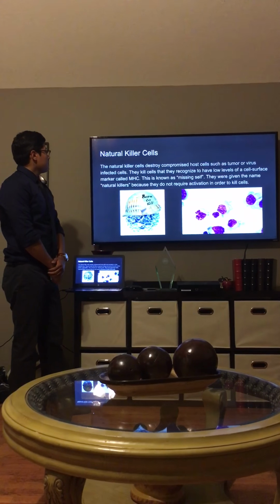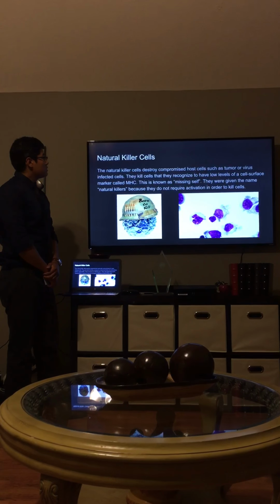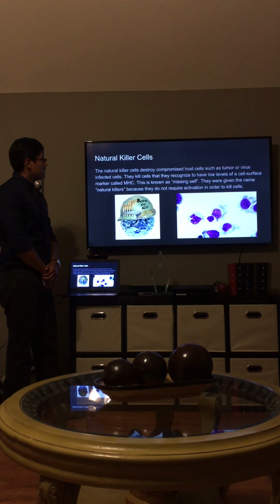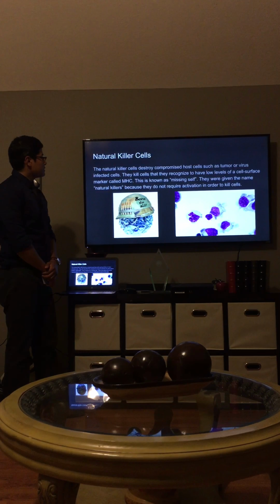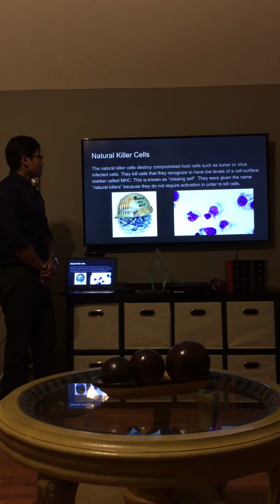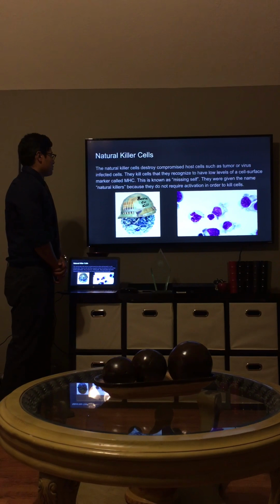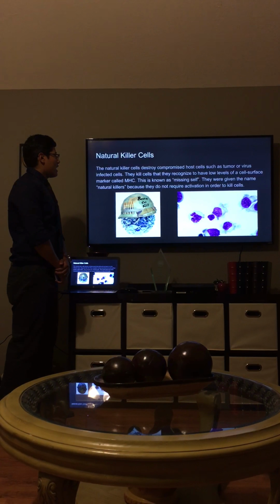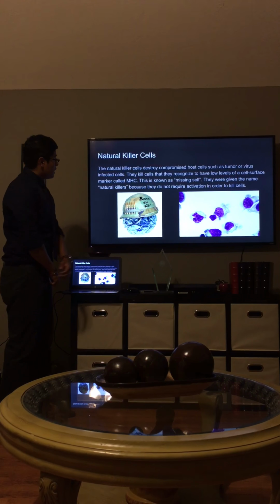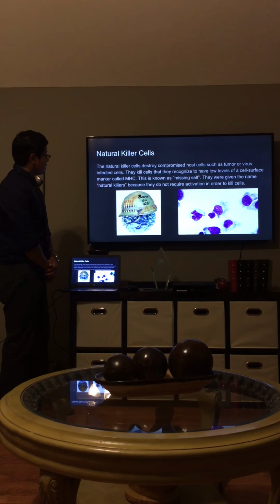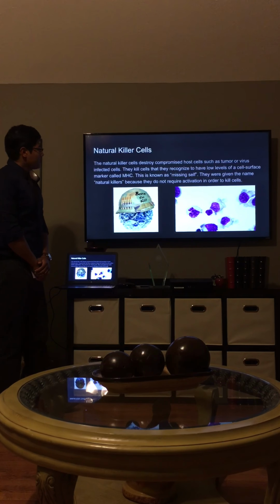Natural killer cells. The natural killer cells destroy compromised host cells such as tumor or virus-infected cells. They kill cells that they recognize to have low levels of a cell surface marker called MHC. This is known as missing self. They were given the name natural killers because they do not require activation in order to kill cells. Here we have a picture of a very well-known natural killer cell, and then we have another picture of a microscopic natural killer cell.